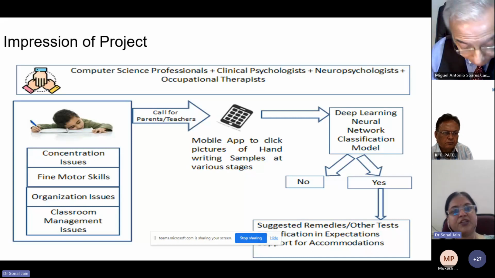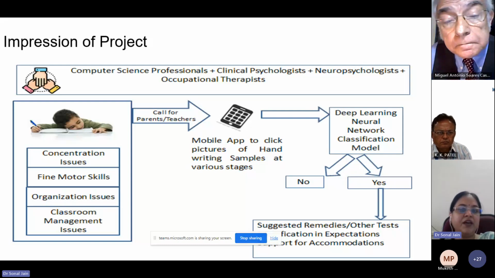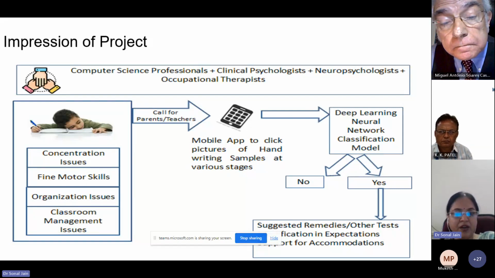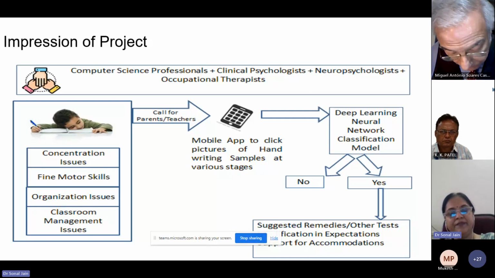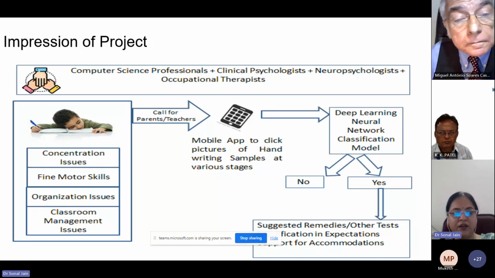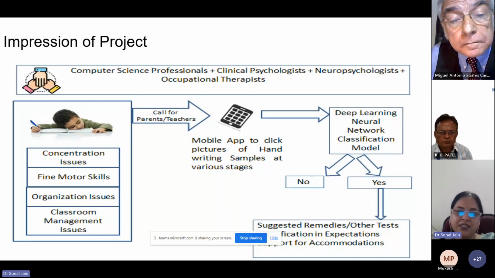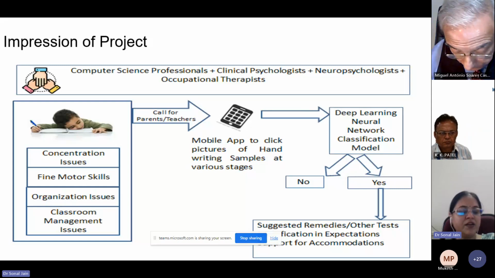So this is the impression of the project on which we are working, which I am sharing during this invited talk. We have developed a mobile application where handwritten images of a kid can be uploaded through a mobile app, and we have developed certain deep learning neural networks which can classify whether the kid is at a risk of dysgraphia.